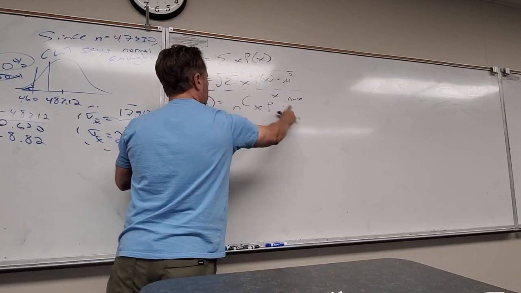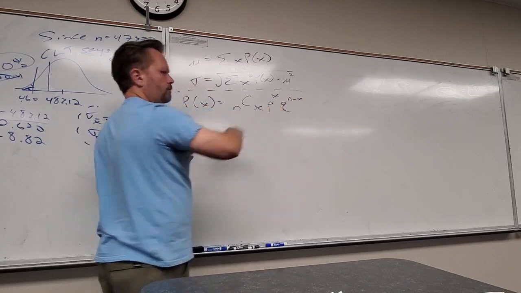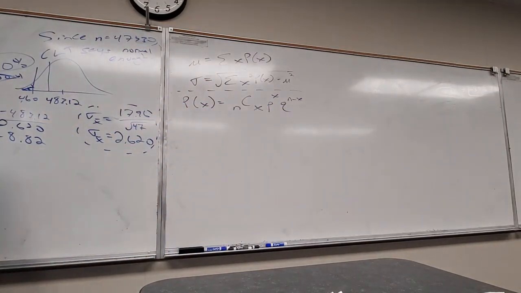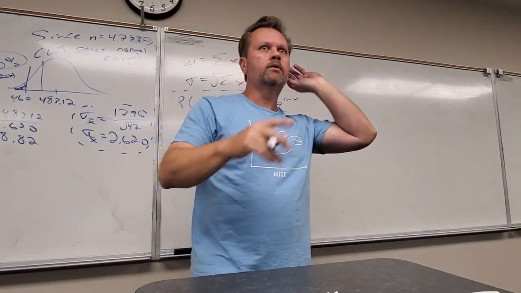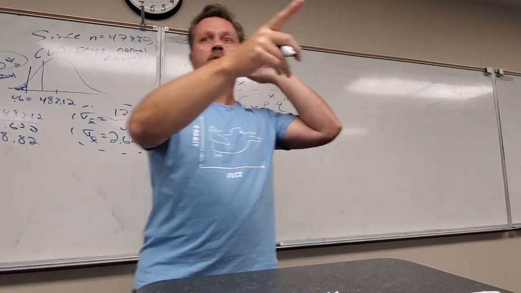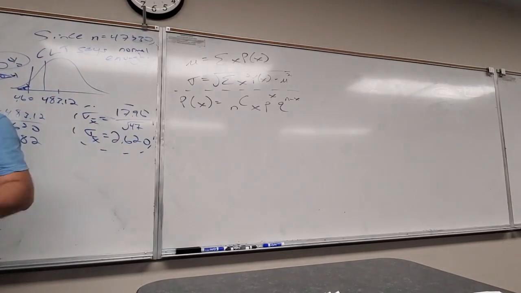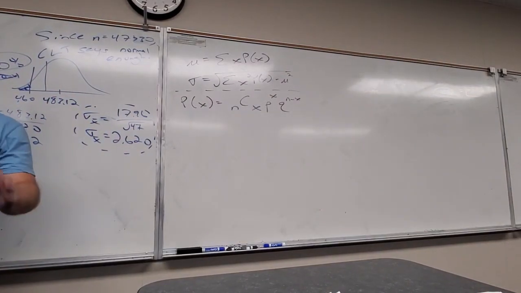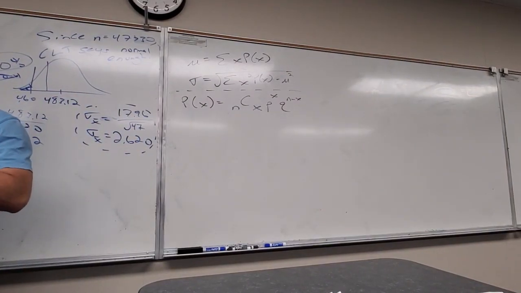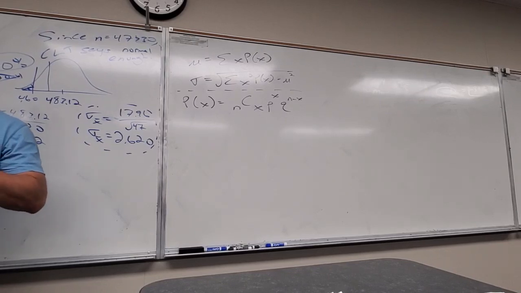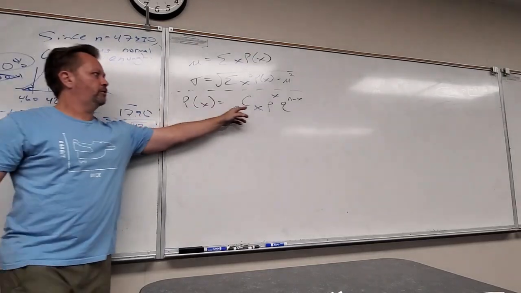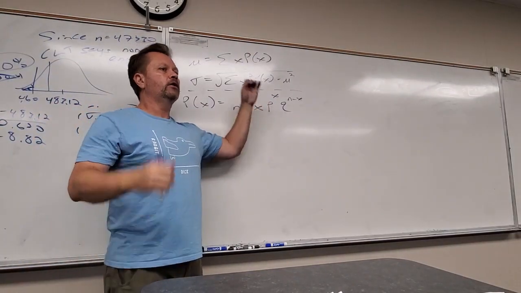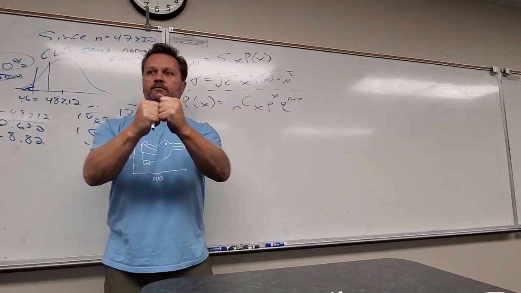Can anyone tell me something that's got to be true about P and Q? Give me anything about P and Q, sorry. They have to add to be 1. What else? They each individually have to be what kind of a number? Between 0 and 1. So if you find yourself putting 14.8 here, you're gonna get some weird stuff.